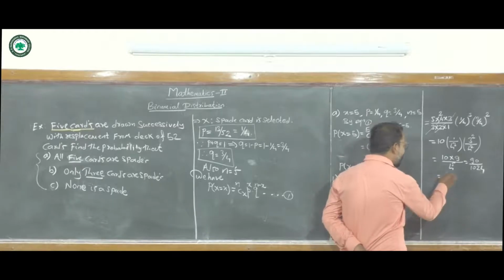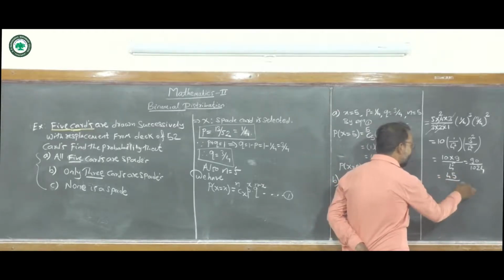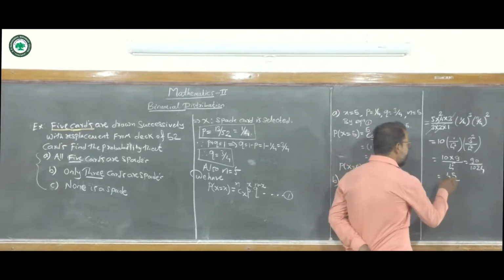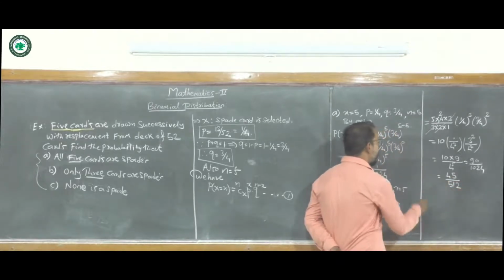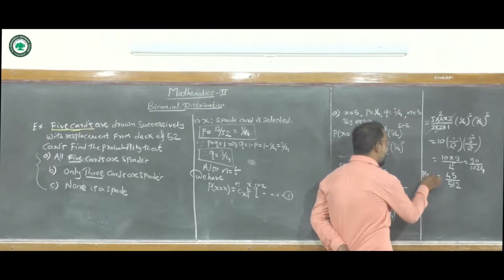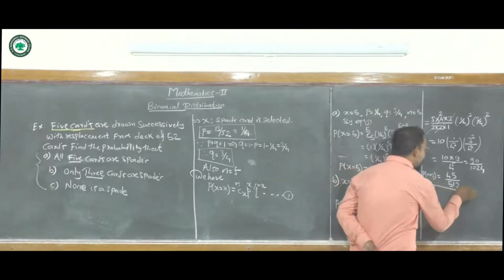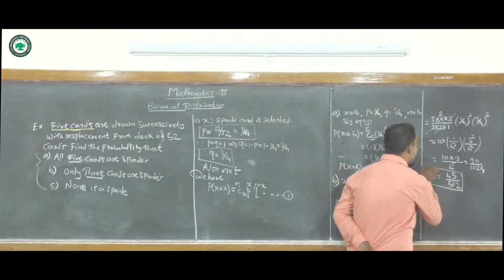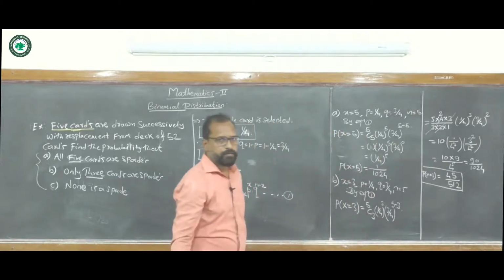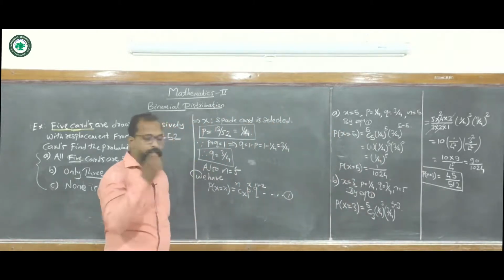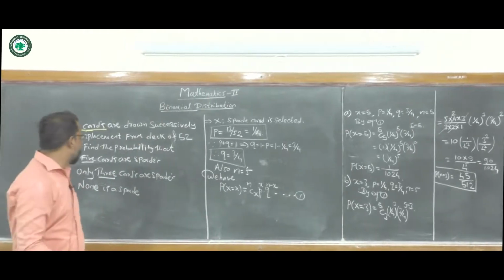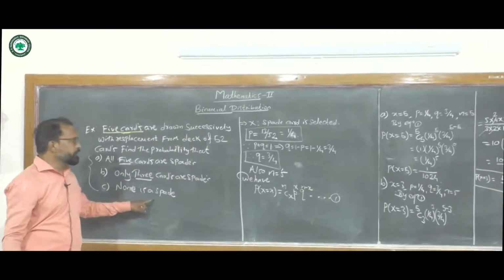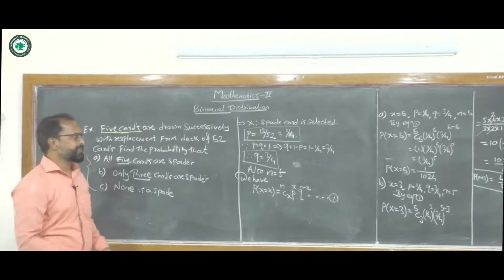Now if we divide it by 2, it becomes 45 upon 512. This is the probability that x equals 3, that is, selection of 3 spade cards. Now the third sub question. In the third sub question, none of the spade cards is selected.